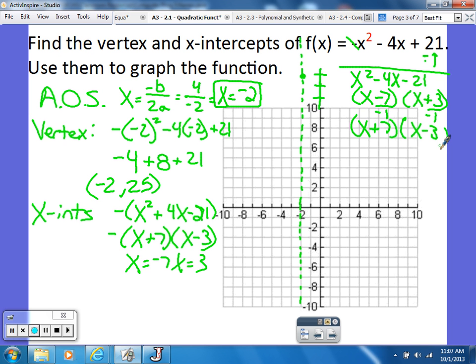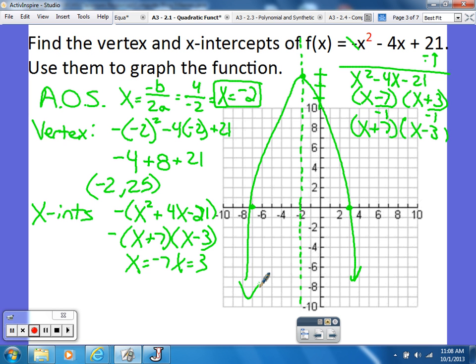Well, let's plot those. Negative 7 and 3. Now, do I really need to put other points on to know what this graph looks like? Mallory's shaking her head no. I agree with Mallory. Because I know it starts up here and it's going down, right? It starts up here and it's going down. So I can do that. I don't have to make a table for this one.